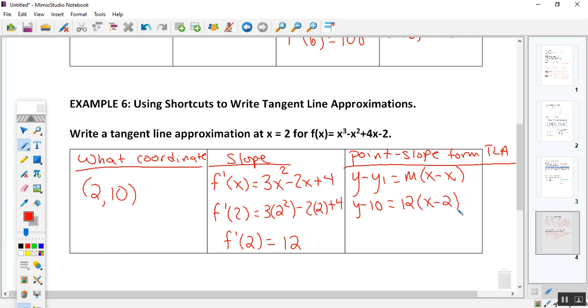Okay, so I'll distribute on the right. We've got y minus 10 equal, you guys agree, 12x minus 24 when I distribute? Okay, so what's my equation in slope-intercept form going to look like?